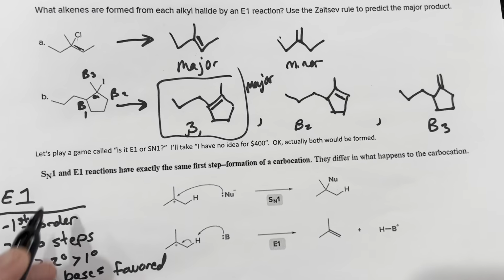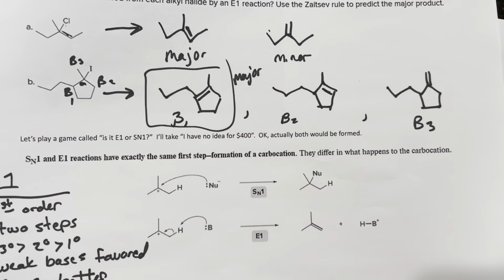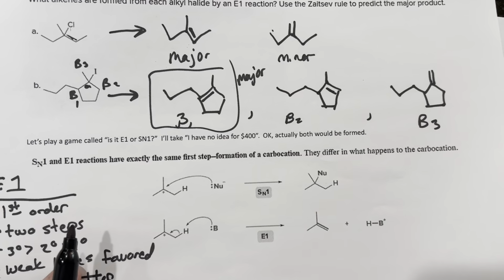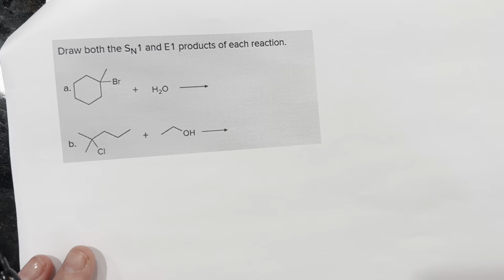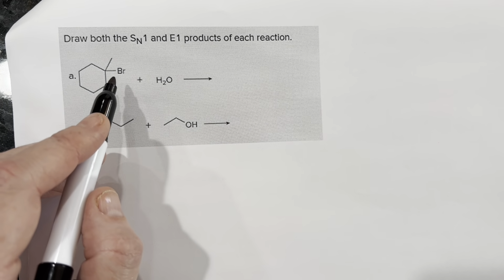Yeah, I was in a weird mood when I wrote, let's play a game called Is It E1 or Is It E2? I'll take I have no idea for $400. And then it's actually, they would both be formed. So as soon as the leaving group leaves, it's open playing season for SN1 or E1. So let's talk about what would happen in both situations.